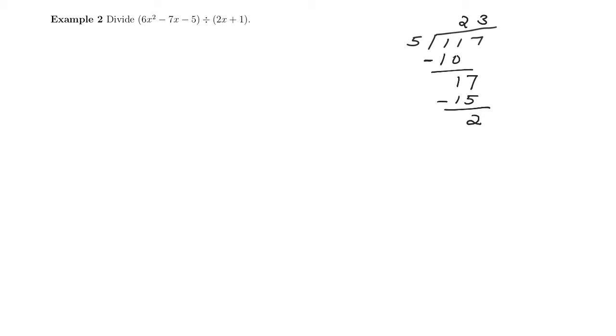5 goes into 117 23 times, but there's just a little bit left over. There's 2 remaining. 5 doesn't evenly go into it. You could actually say, 5 is not a factor. And the reason is because the remainder was 2, it wasn't 0.